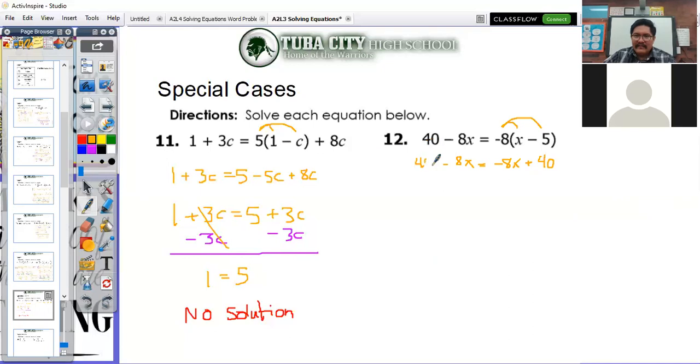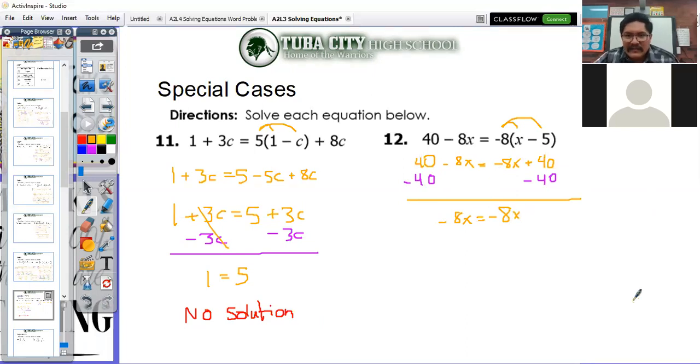Besides that, what else is kind of weird about it? Well, both sides kind of look the same. They both have a negative 8x and a 40. Okay, well, let's try solving this more. I get negative 40. Let's see if we can get this down. Now again, if you have any number subtracted by itself, it's just going to be 0. So it cancels out. Negative 8x equals, and the only number I have on this side is also negative 8x.